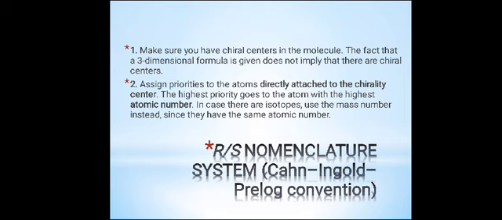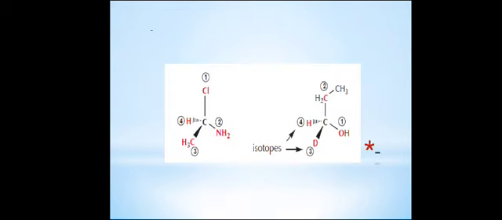First of all, we have to assign the priorities to the atoms directly attached to the chirality center. The highest priority goes to the atom with the highest atomic number. In case there are isotopes, use the mass number instead, since they have the same atomic number. Today we discuss the RS nomenclature system, which is called the Prelog convention.